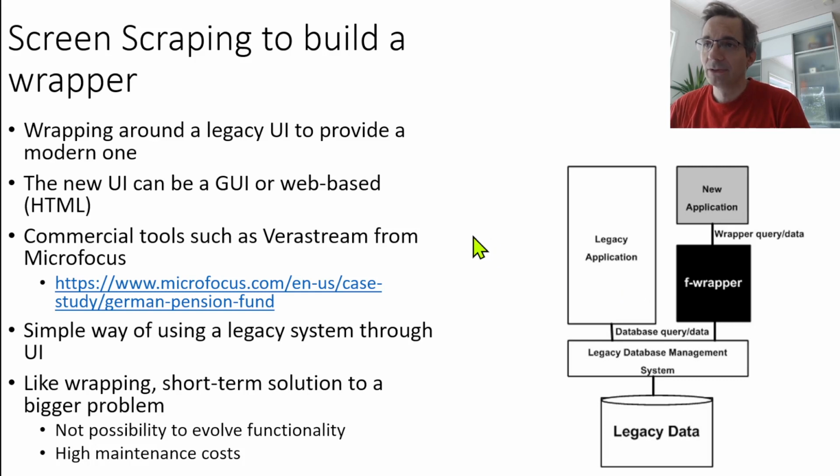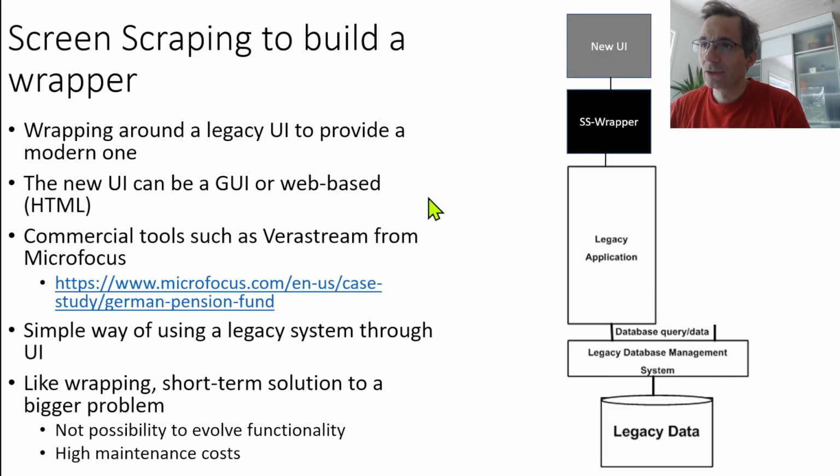So then another option would be to lose the wrapper and the new application and simply do screen scraping. So we use the legacy application directly from the interface. We have a screen scraper that basically translates the information in the old screen to the new screen. And obviously this also works backwards from the user interface to the screen scraper and then pushes it to the legacy application.